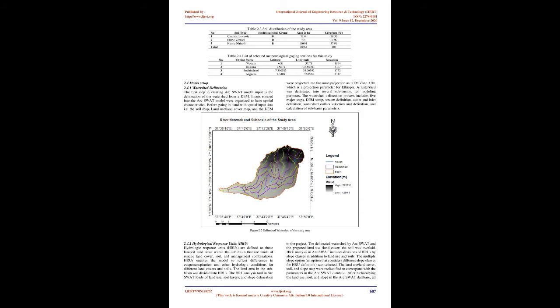2.3 SWAT model input and data collection. The data for this study mainly rely on secondary data, which will be obtained from different organizations. The materials used for the model input were the Digital Elevation Model, DEM, Land Use/Land Cover Map, and meteorological data.